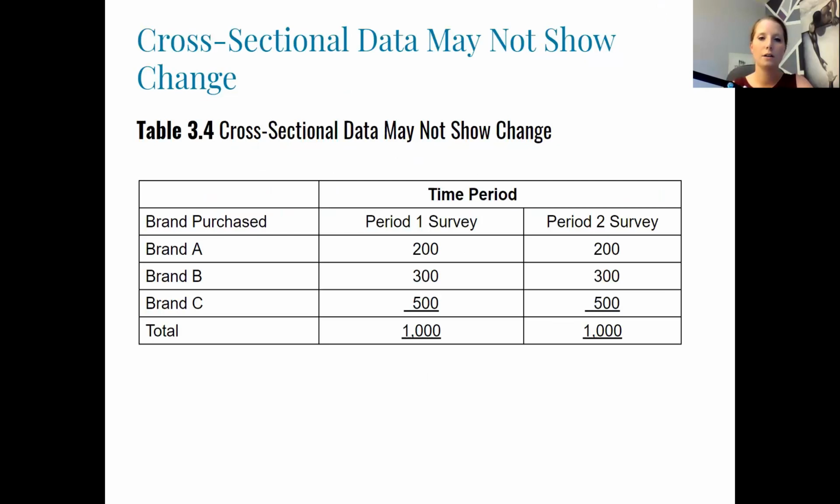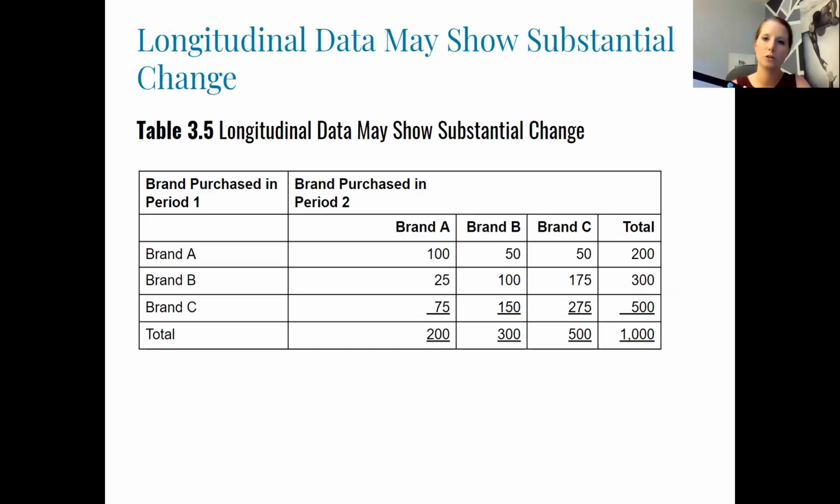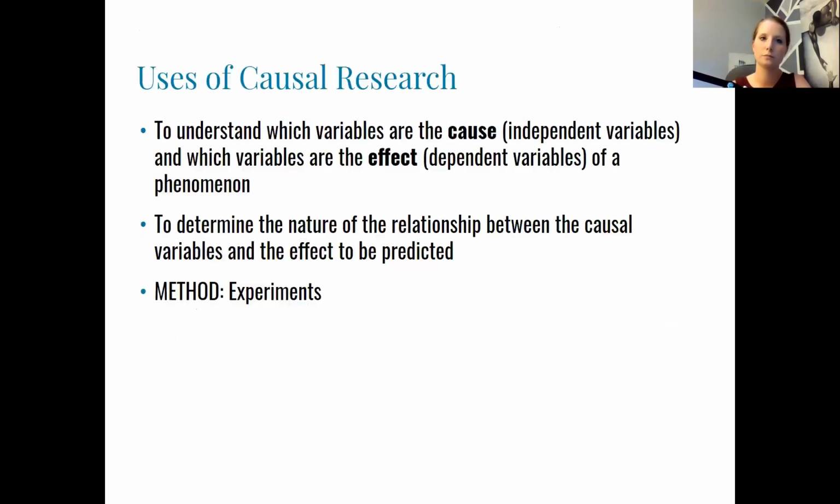One of the things about cross-sectional data is that sometimes it may be hard to show change because you're collecting from different people. Whereas longitudinal data, we're going to collect from the same group of people, the same questions over time. So here we can see more substantial change. And then causal research is our third type. This is where we're actually looking for cause and effect.